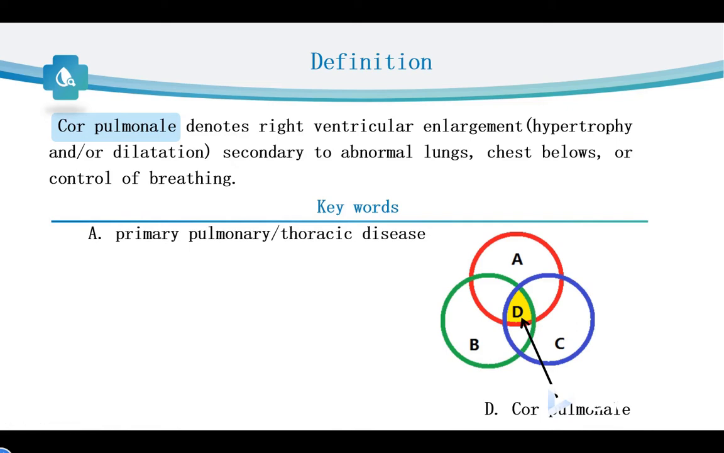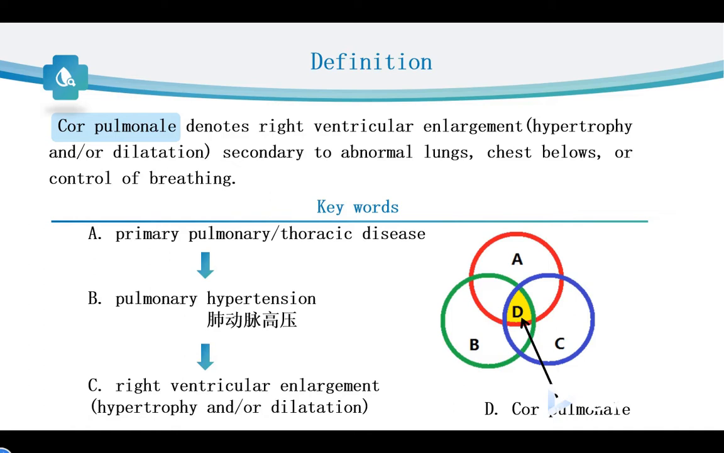Firstly, there must be a primary pulmonary or thoracic disease for chronic or acute causes. And next, this disease will cause a pulmonary hypertension, which finally results in the enlargement of the right ventricle, including the hypertrophy and or dilatation. It's about the formation of the cor pulmonale, and we also call it the pathogenesis of the cor pulmonale.